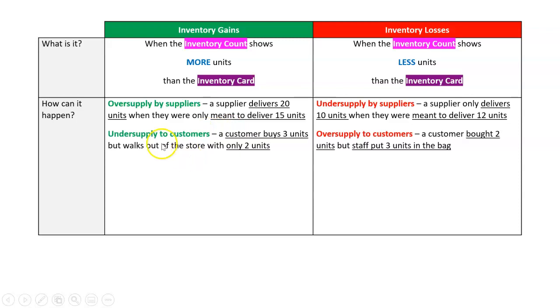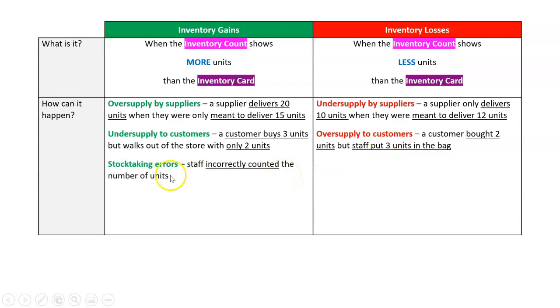How else can this happen? Well, you can have an undersupply to customers will give you an inventory gain. What does that mean? A customer buys 3 units but walks out of the store with only 2. Maybe they leave a bag at the register. Well, what happens to that inventory? It just goes back in stock. So there's an undersupply to customers. But the opposite could happen. You go into a store and buy 2 units of something, but the staff actually accidentally put 3 units in the bag. It's called an oversupply to customers.